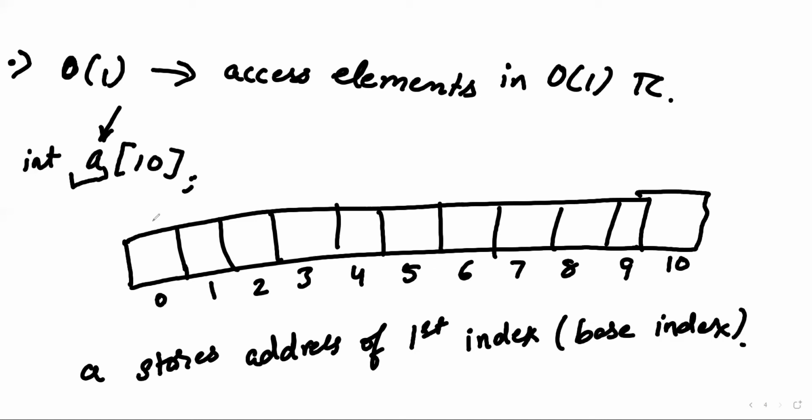In real life, these addresses are stored in hexadecimal values, but just for the sake of simplicity, let's take the example that this is the zeroth element, and let's say the memory address location is 100.